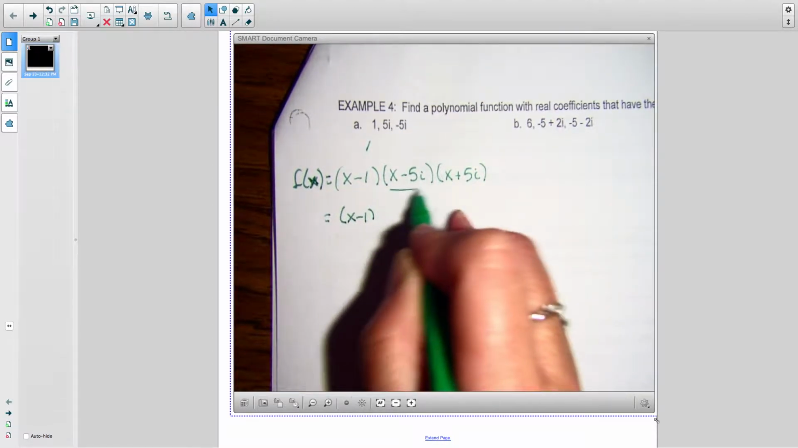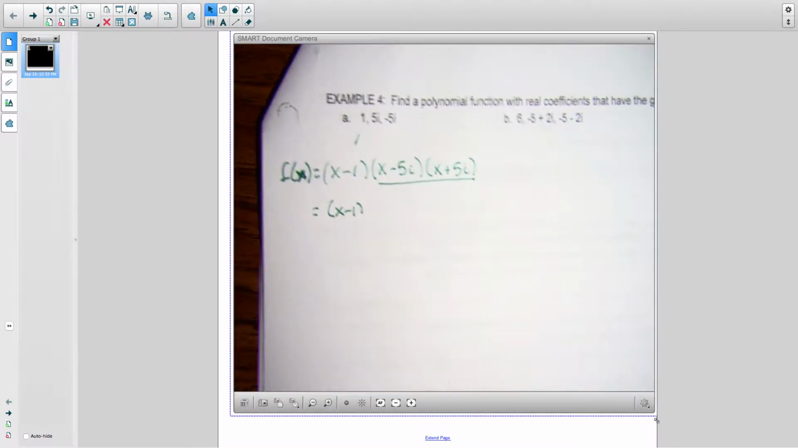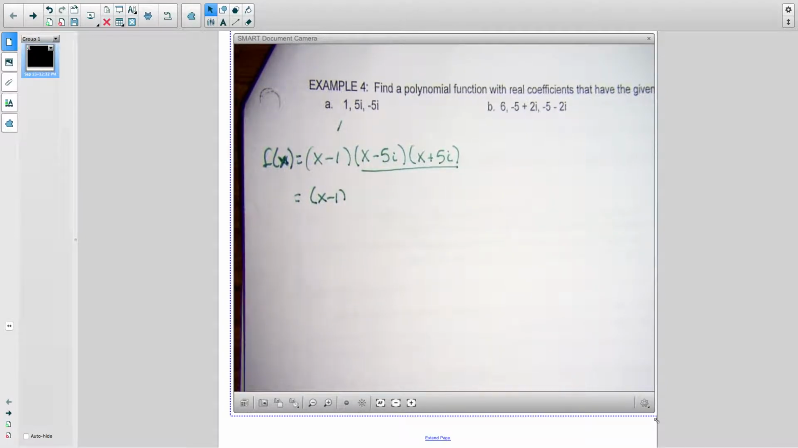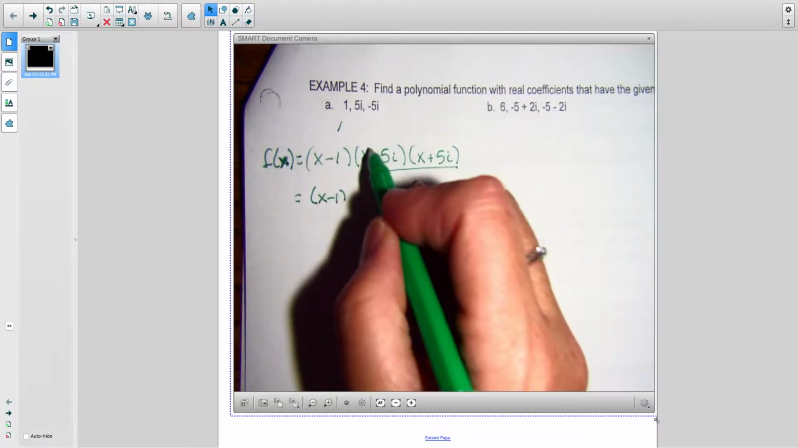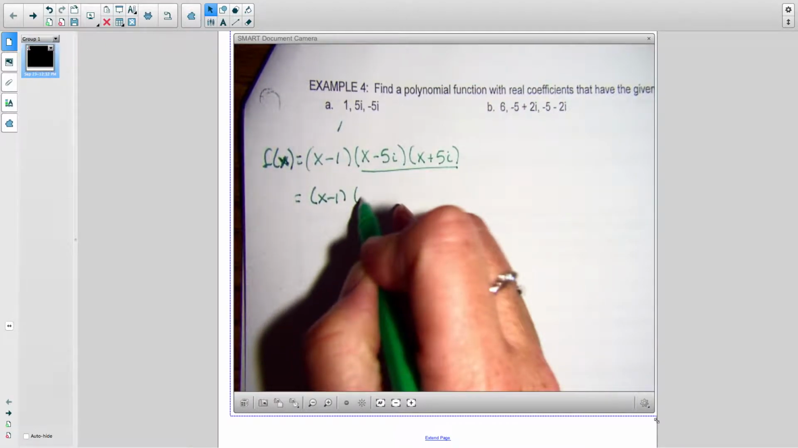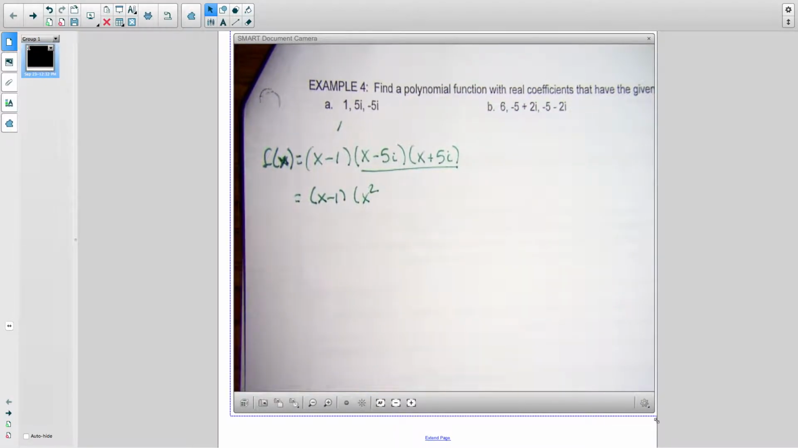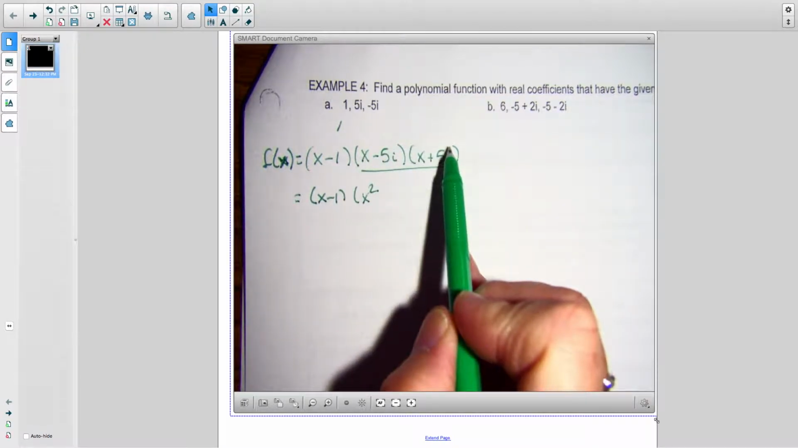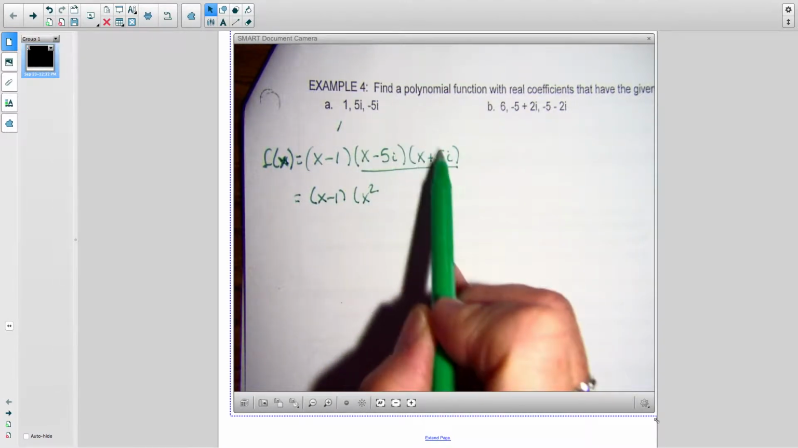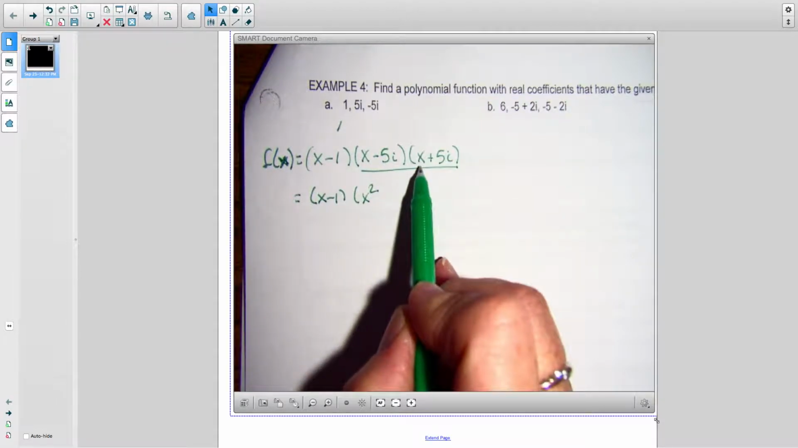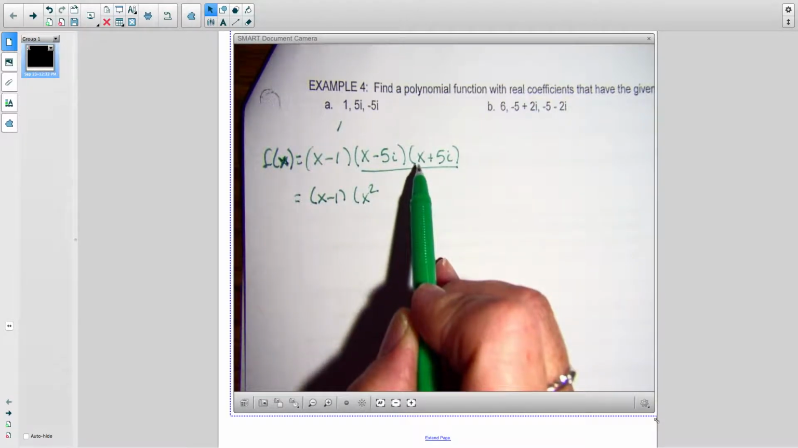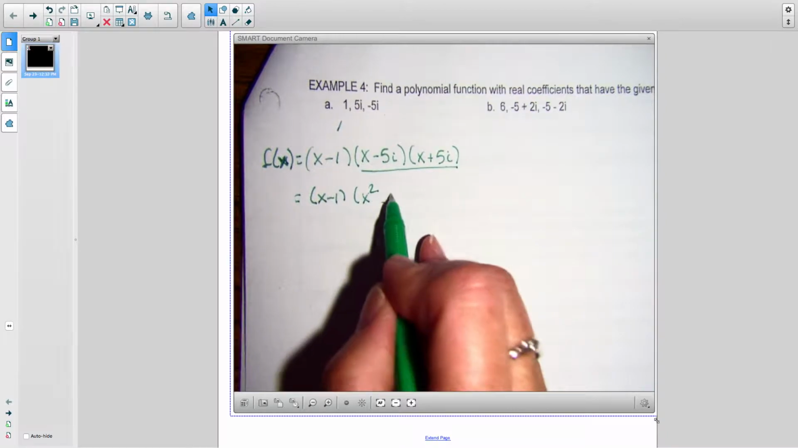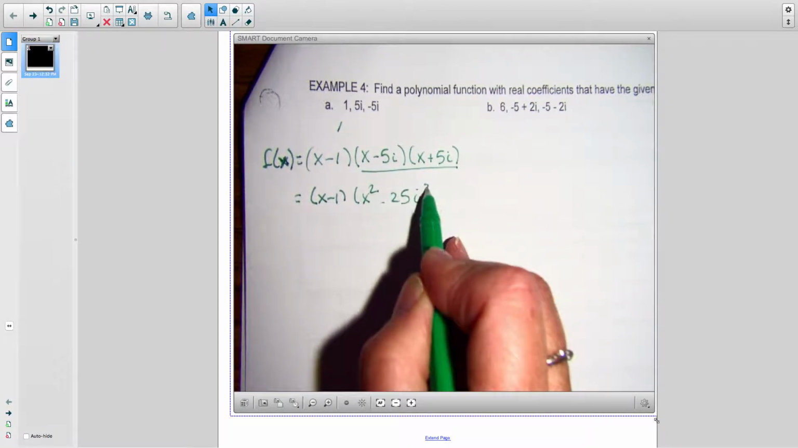Now we're going to multiply it out. I'm going to multiply these first, because x times x is x squared. What happens to the middle terms? Positive 5ix, negative 5ix, they cancel. And then this is minus 25i squared.